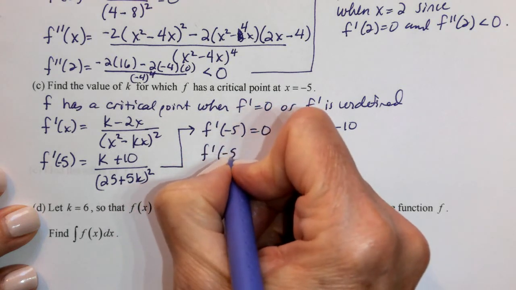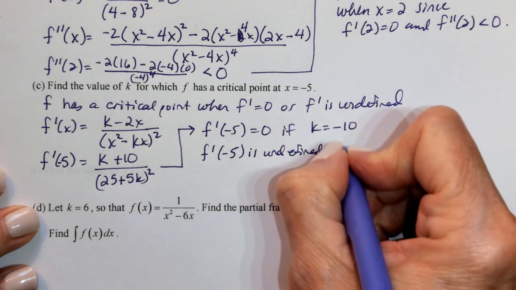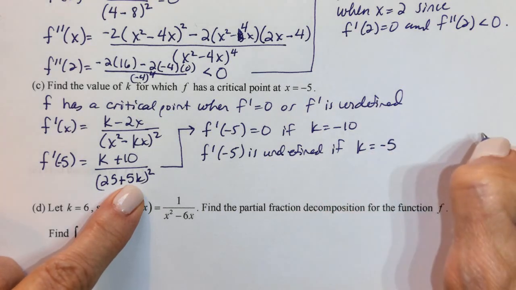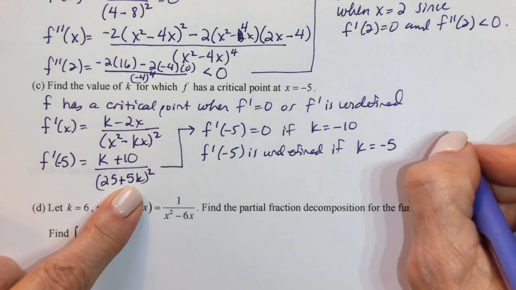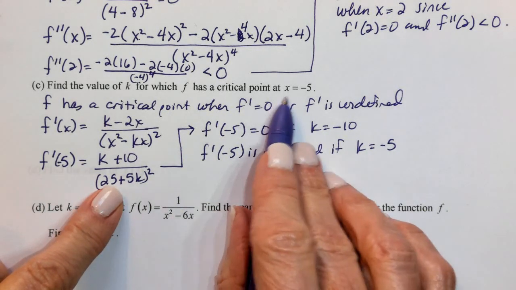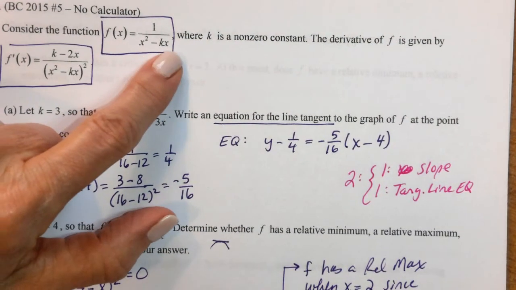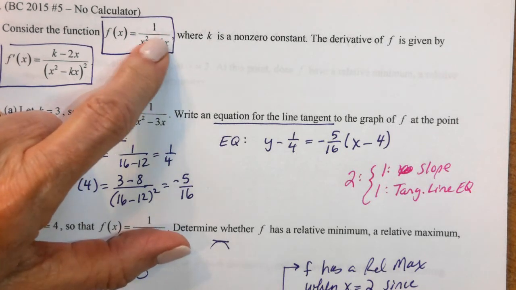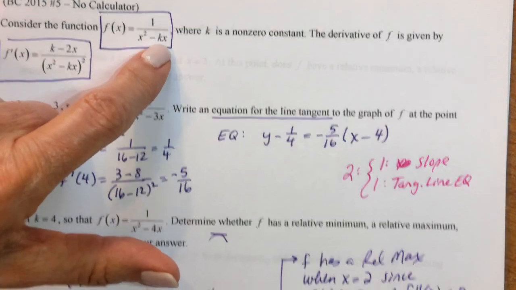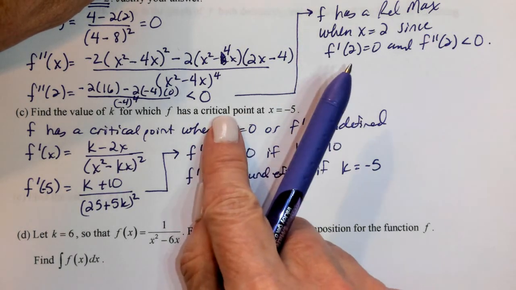F prime at negative 5 is undefined if k is negative 5, right? However, when k is negative 5 and x is negative 5, when that's true, since we have the same denominator here, f is going to be undefined there. If f is undefined, we can't have a point. We don't have any point, much less a critical point.